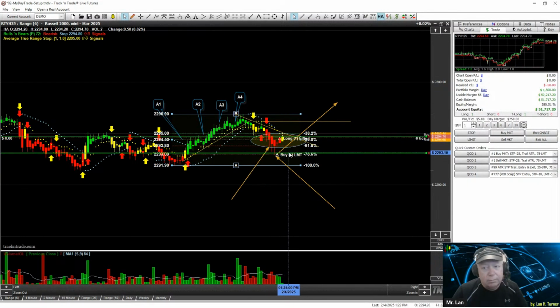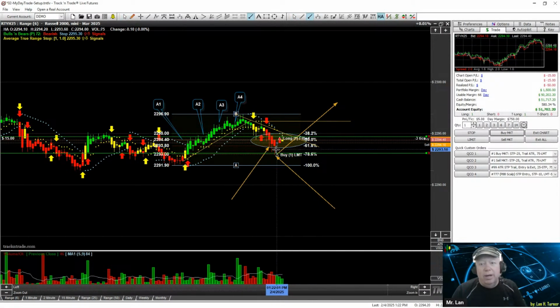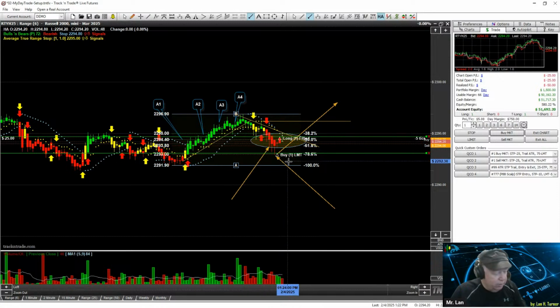All right. Now we're looking for this market to turn and rally because we're long the market. We want it to go back up from here. We should have got in here, but we were overlooking it.